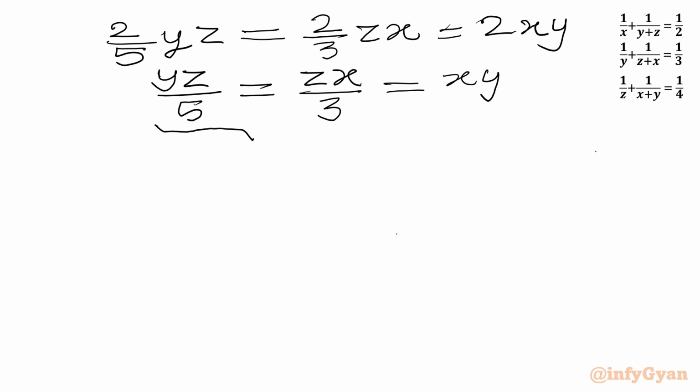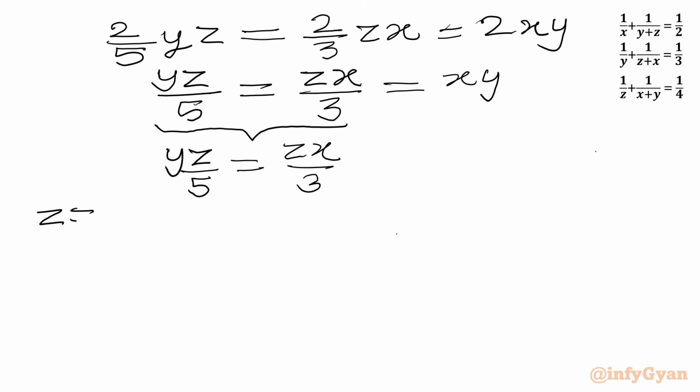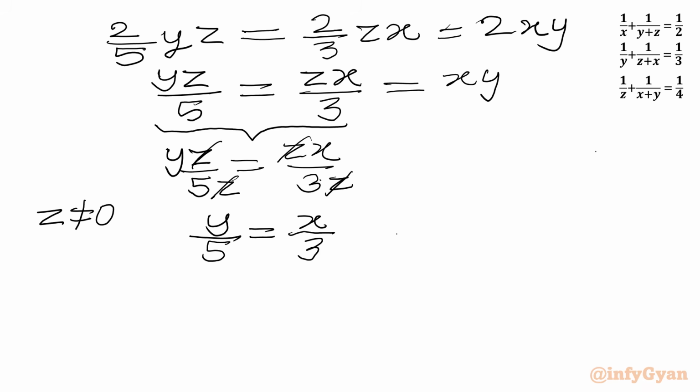So we have first equation. If I will write here yz over 5 equal to zx over 3. Now z cannot be equal to 0. So we can divide both sides by z. Now we will cancel z from both the sides. So y over 5 will be equal to x over 3. Or we can write y in terms of x, 5 over 3 times x.